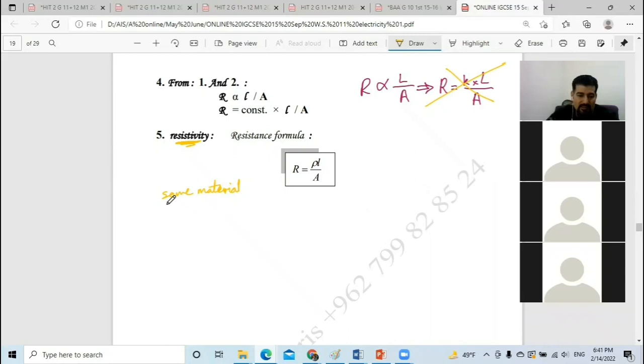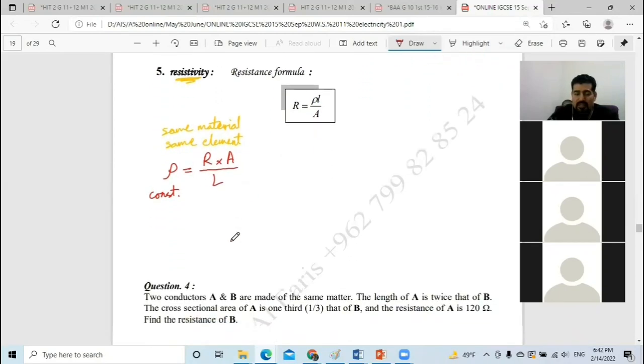Or same element, copper, aluminum, whatever. That means this constant, which we call resistivity, with the Greek letter rho, or K, doesn't matter, remains constant. So rho, which remains constant, let's put it as the subject of the formula. It will be equal to R times A over length. So the ratio of this one remains constant.